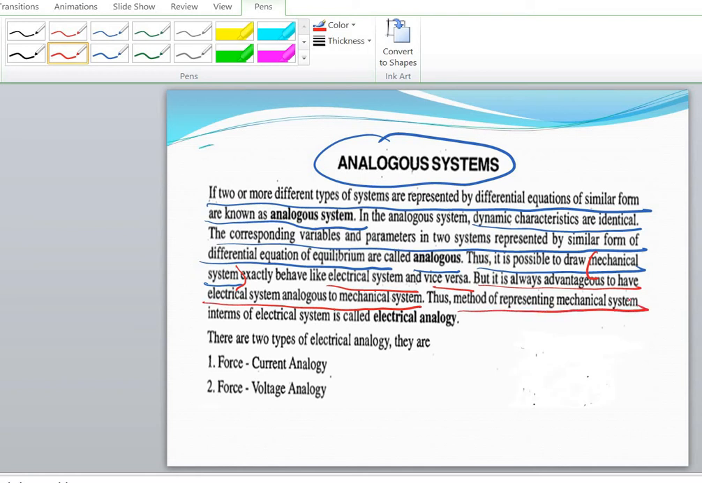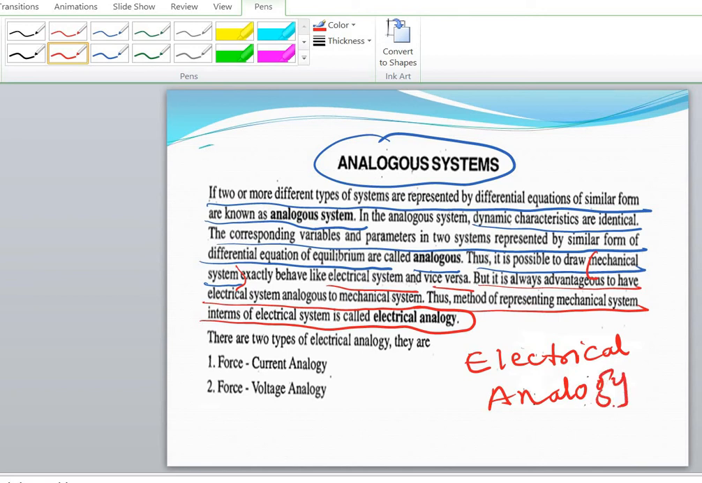This method of representing a mechanical system in terms of an electrical system is called electrical analogy. Electrical analogy is the method of representing a mechanical system as an electrical system, a mechanical system converted into an electrical system. This is called electrical analogy. Understand very well.